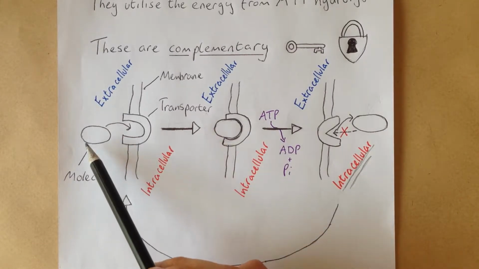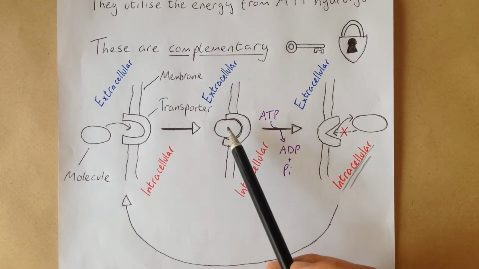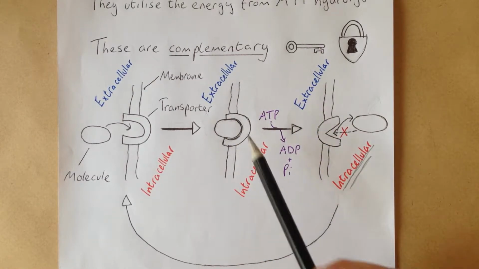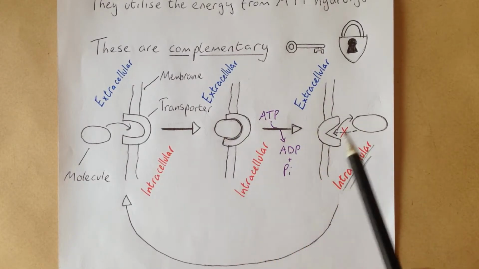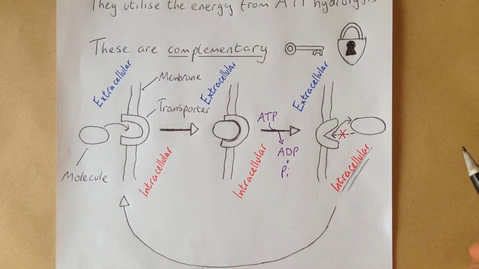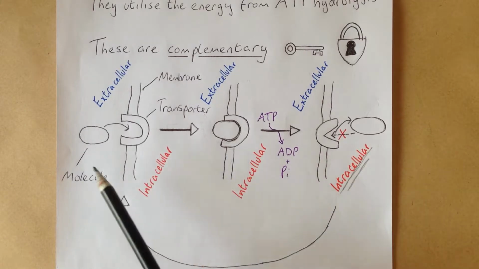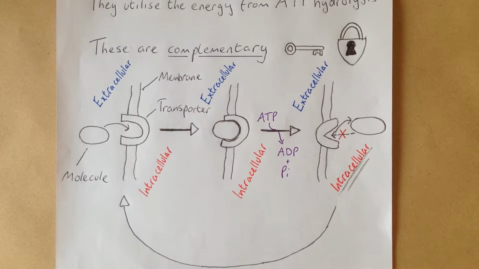And indeed, when this molecule collides with the active transporter, it uses the energy from ATP hydrolysis to shift or pump a molecule across a membrane and into an area of higher concentration against its concentration gradient. And the area of higher concentration of this molecule, in this instance, is the intracellular side of this membrane, or in other words, inside the cell.